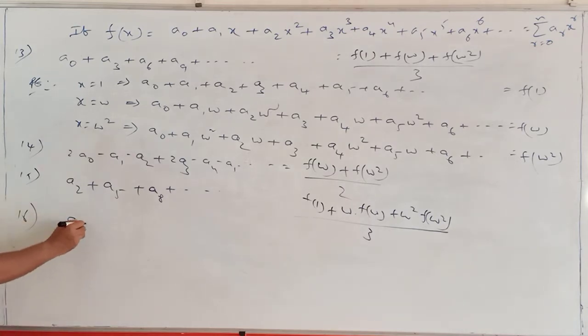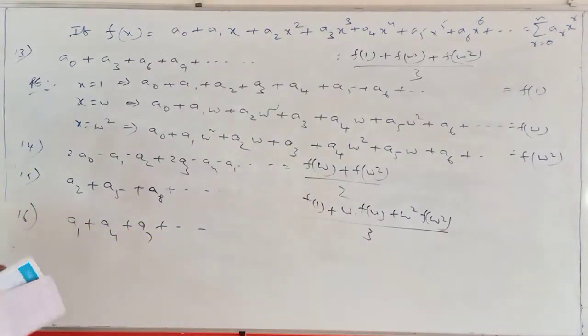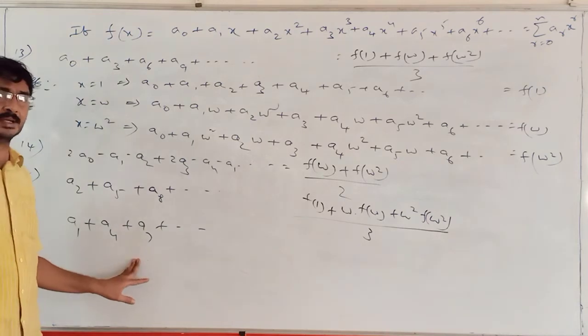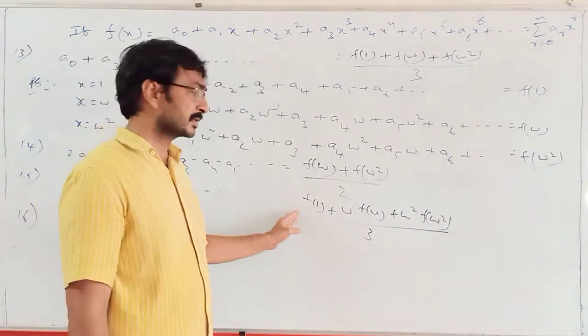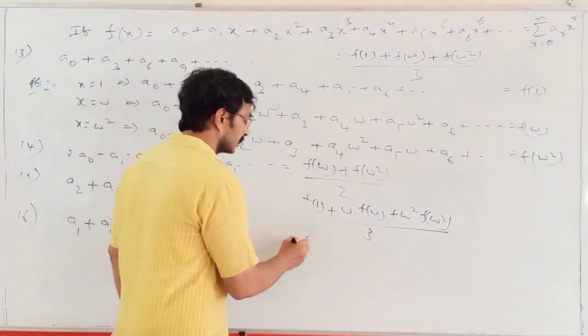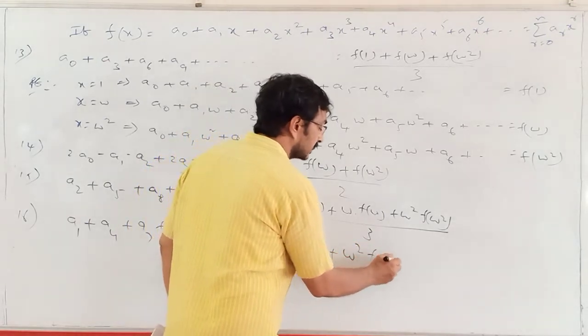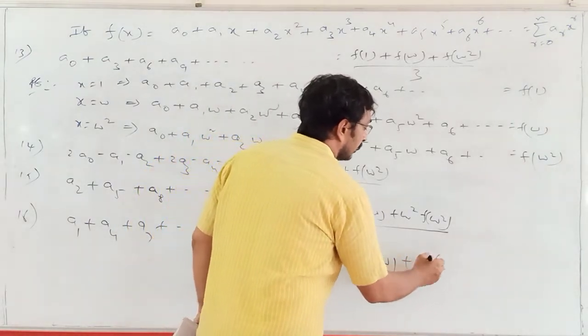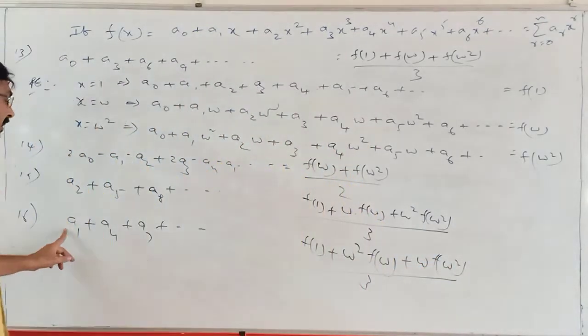a1 plus a4 plus a7 and so on. In this one also the difference of consecutive suffix terms is 3, but it starts from 1. This one is obtained by using the operation: first one plus omega square into second one plus omega into third one, by 3. We get the required a1 plus a4 plus a7 plus and so on.